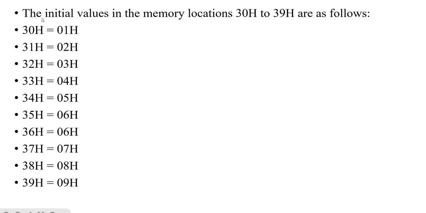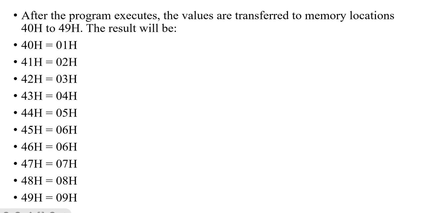Now here, these are the initial values in the memory locations 30H to 39H. I have used here 01, 02, 03 up to 09. You can use your own choice of values. So these are stored in 30H, 31H up to 39H memory locations, and these are our inputs. We want to transfer or load that into the 40H to 49H memory locations. So this will be our output.